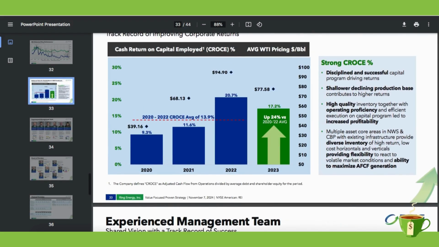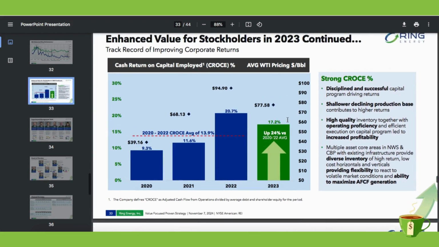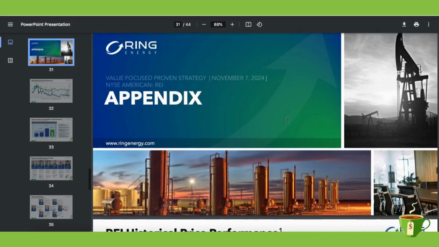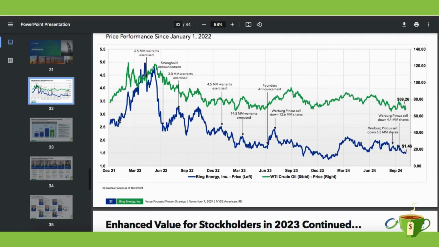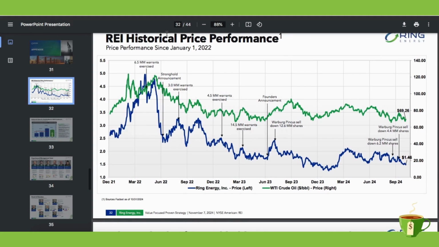Strong. Okay. We don't need that. What? So hold on. What is this? Historical price performance since January 2022. This is actually super interesting.